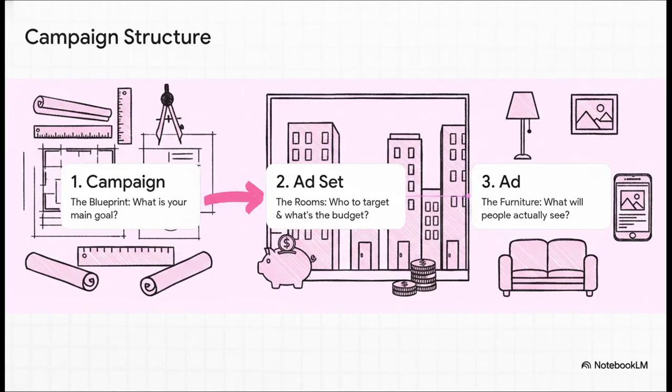See, at the very top, you've got the campaign. That's your blueprint. It's all about your main goal. Then in the middle, you have the ad set. These are the rooms. This is where you decide who you're targeting and how much you're willing to spend. And then at the very bottom, you have the ad. That's the furniture, the creative stuff that people are actually going to see.